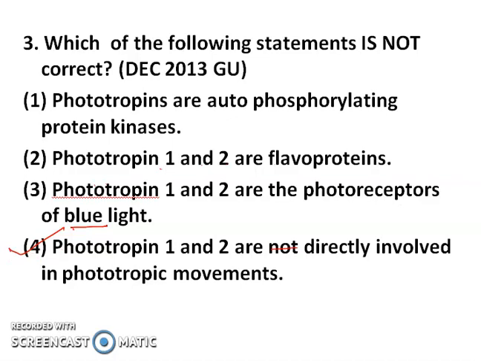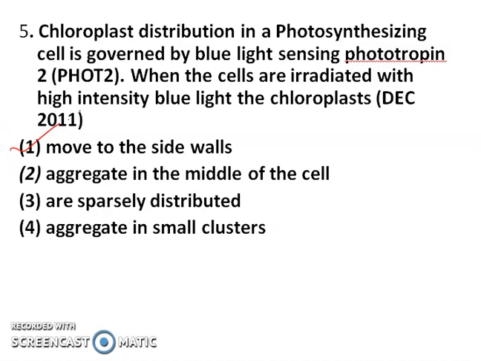Now let us see another question. This question is about the chloroplast movement. Chloroplast distribution in a photosynthesizing cell is governed by blue light sensing phototropin 2, that is FOT2. When the cells are irradiated with high light intensity blue light, the chloroplast... What happens in case of high light intensity?